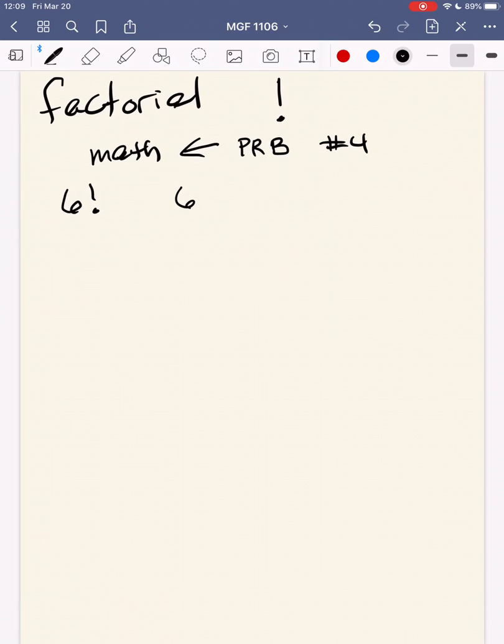Okay, hit the 6, go ahead and hit my math key, arrow to probability, hit my number 4, hit enter, and that 6 factorial is equal to 720, which is the same thing as multiplying 6 times 5 times 4 times 3 times 2 times 1.